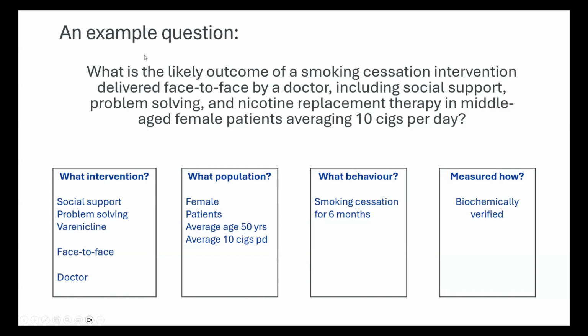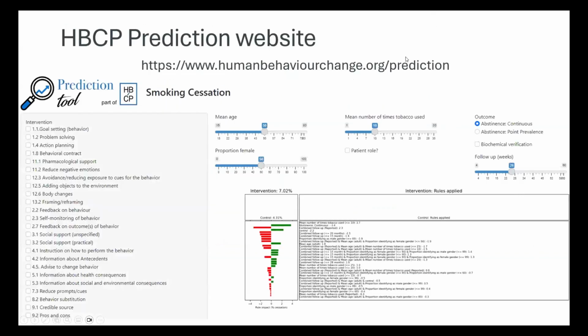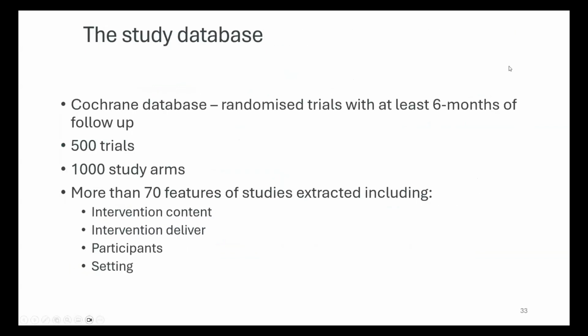So if you parcel out this question into its components, you've got, what's the intervention look like? Has it got these components? What's the population look like? What's the behavior? And how has it been measured? And that's what we did. And that creates this, you can go straight to this website and mess about with it. But this is the front end of the results of the model that we built using the machine learning approach that Jana told you about.